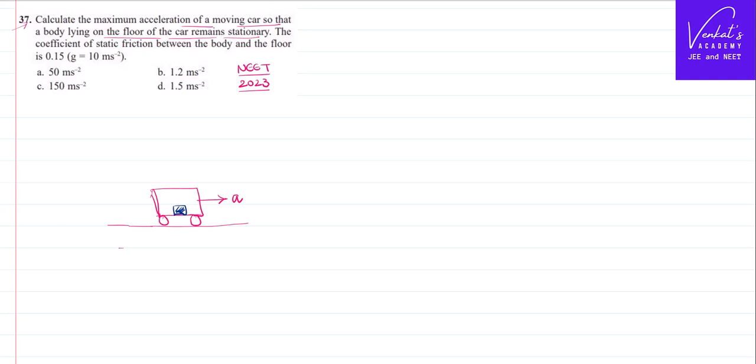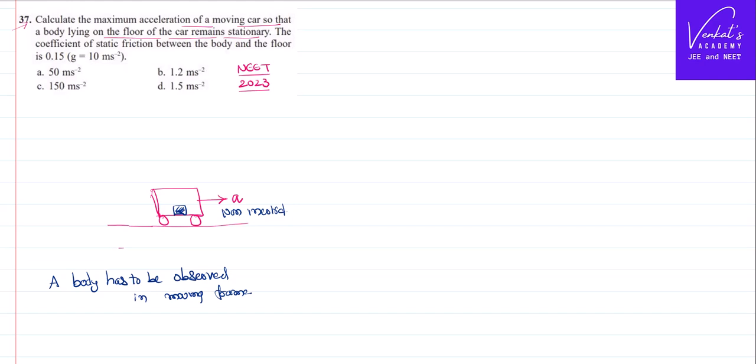The first thing is, you are trying to study a body. A body has to be observed, which is in a moving frame. The car is a reference for the body, but that car is moving with some acceleration. Then this frame becomes a non-inertial frame. You cannot apply Newton's laws of motion to a non-inertial frame. So what we have to do is imagine a pseudo force on the body so that the non-inertial frame is converted into an inertial frame.